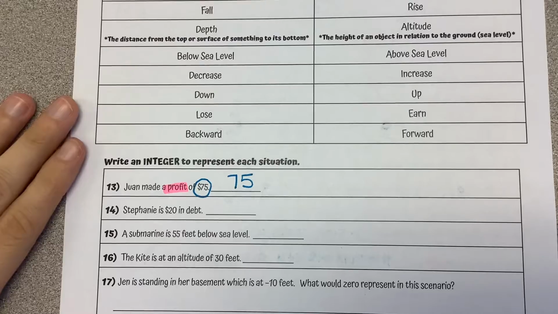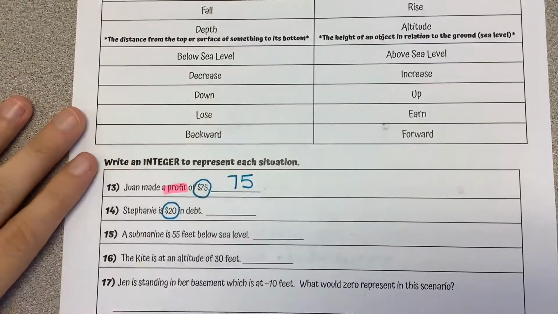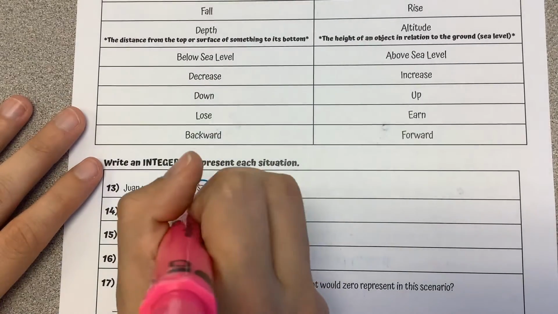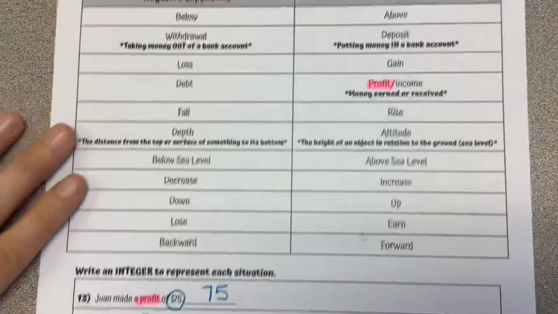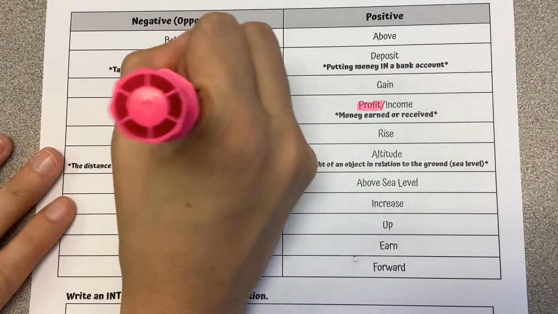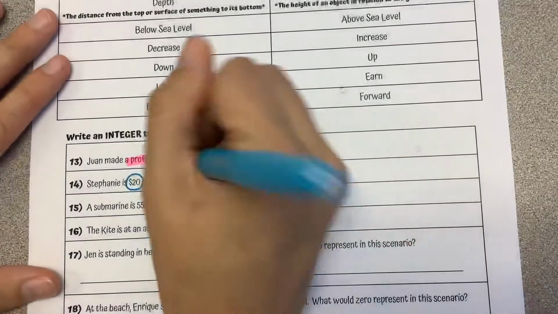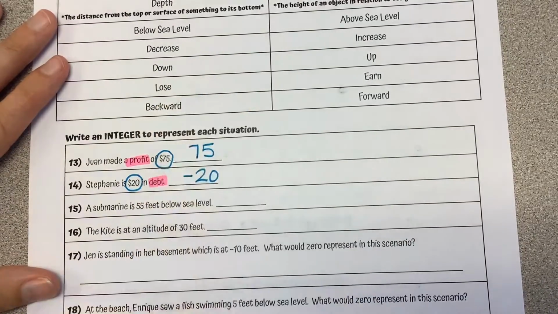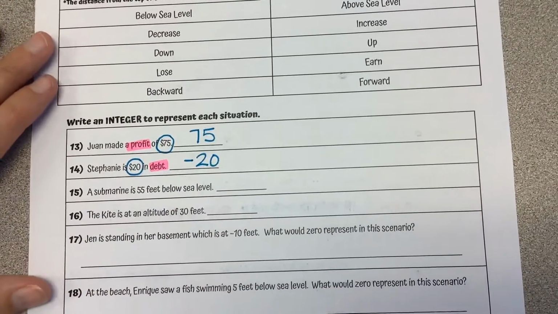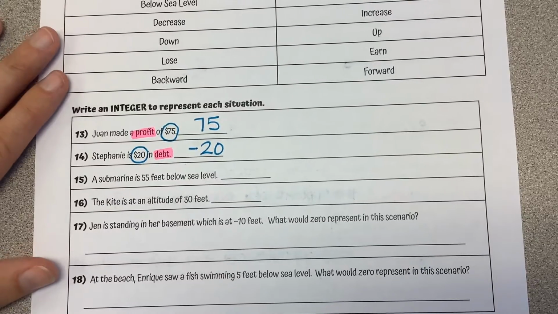Number 14, Stephanie is $20 in debt. So I see the word debt. I'm going to look for it on my chart. I see debt right here. Debt is a negative value, so -20. She owes money. That's a bad thing.